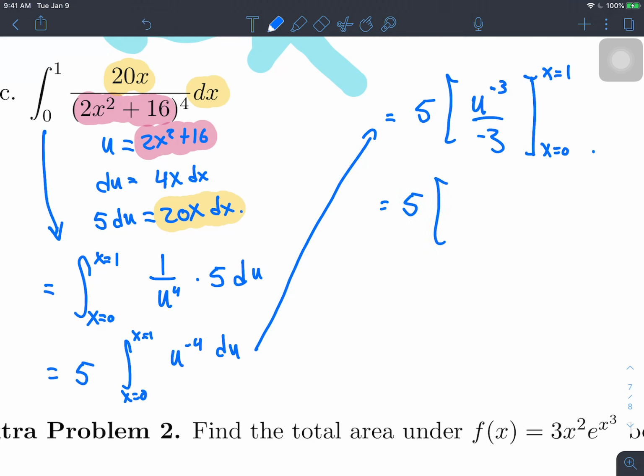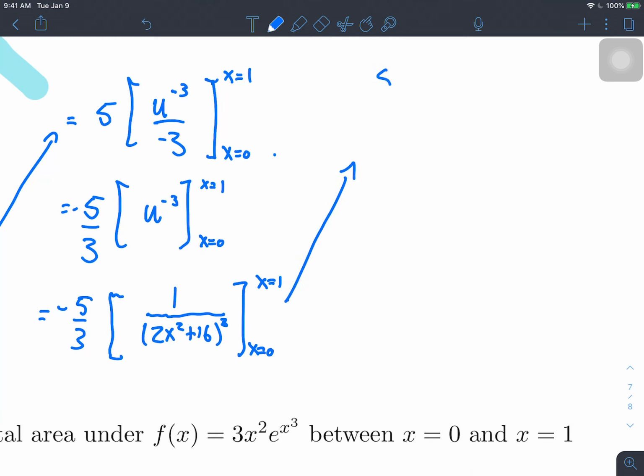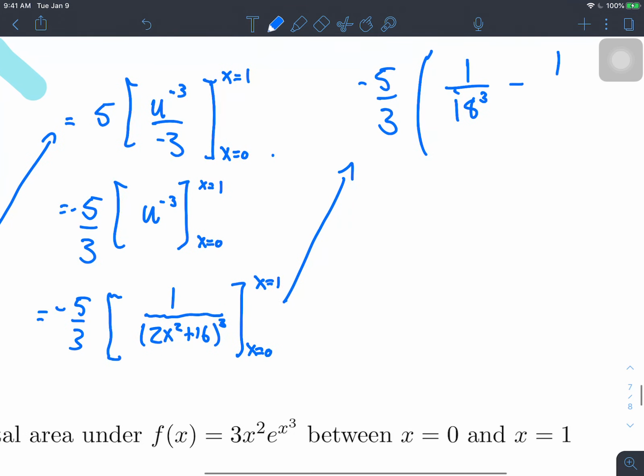So I'll write equals 5. I'm going to pull that -3 out, so this says -5/3. And I'll just rewrite the whole thing, x equals 0 and x equals 1. This is going to be equal to -5/3, and then inside, I'm going to write 1 over 2x squared plus 16 to the power 3, evaluated at x equals 0 and x equals 1. And now I can plug in those values. I'll get -5/3 times, plug in x equals 1, we get 1 over 2 plus 16 cubed, 1 over 18 cubed, minus 1 over 16 cubed.